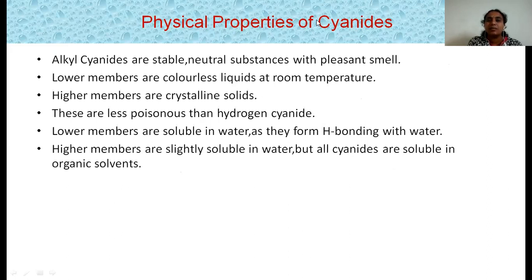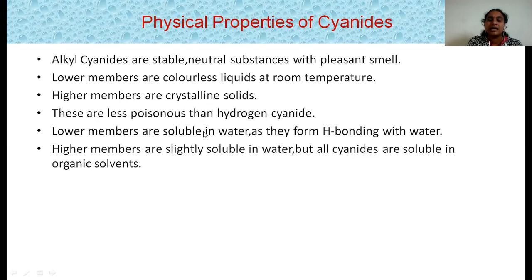Coming to the physical properties of the cyanides, these alkyl cyanides are stable, neutral substances with a pleasant smell. Lower members of alkyl cyanides are colorless liquids at room temperature, whereas higher members are crystalline solids. These are less poisonous than hydrogen cyanide. Lower members are soluble in water as they form hydrogen bonds with water.